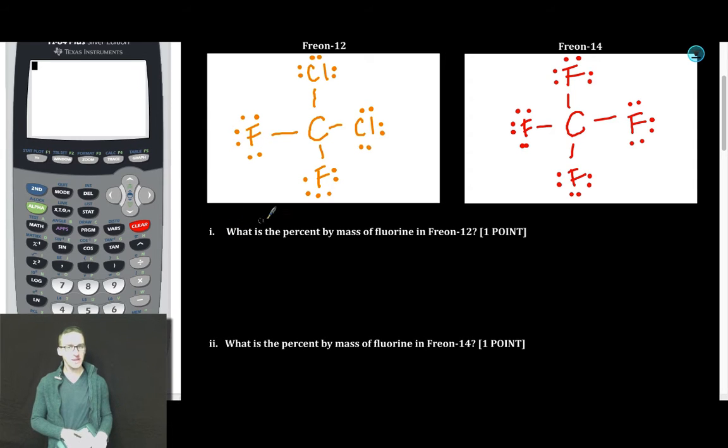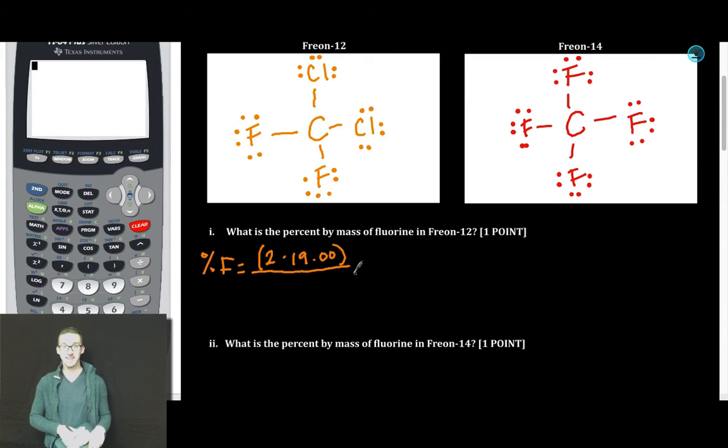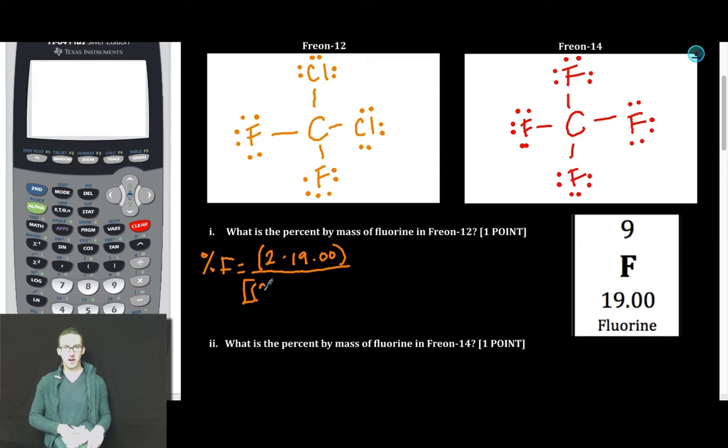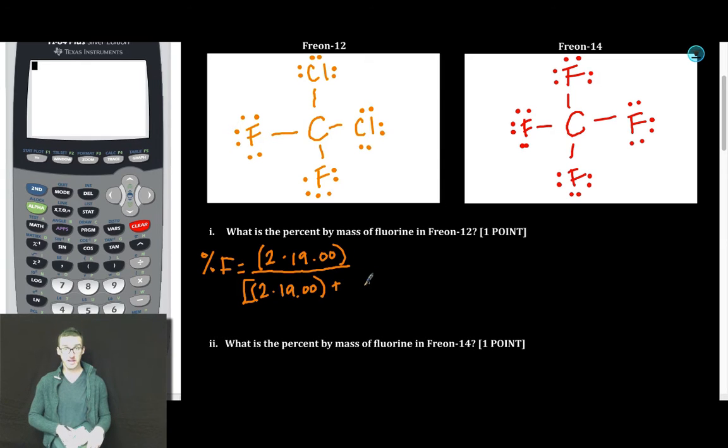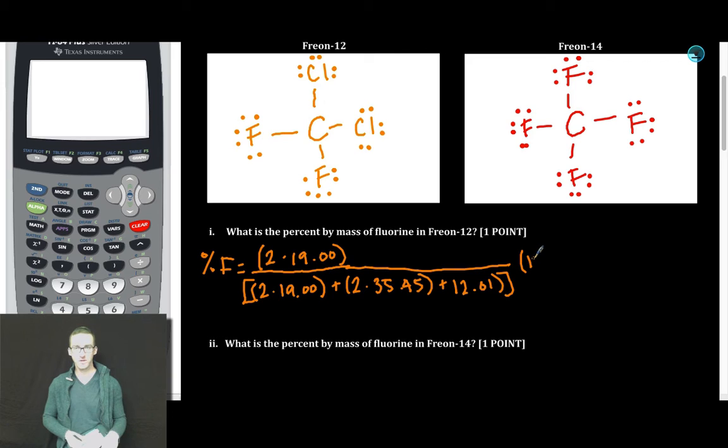Subpart I. What is the percent by mass of fluorine in Freon 12? Remember, percent by mass calculation is the mass of the part over the mass of the whole times 100. In Freon 12, I have two atoms of fluorine. 2 times 19.00. That's the part. Now we want it out of the whole. So we've got our two atoms of fluorine plus our two atoms of chlorine plus our one atom of carbon. All of that times 100. All right, let's jump to our calculator.